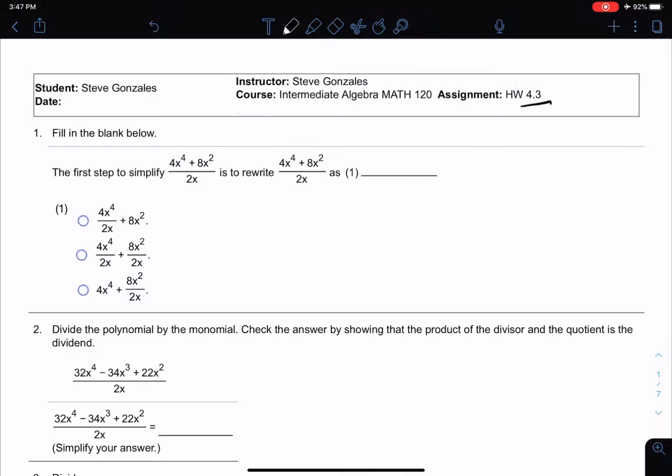Now, when we start off with division of polynomials, if you're dividing by a monomial, a single term, it's actually not too tough to do, because all you have to do is break a fraction down into two pieces in this case.